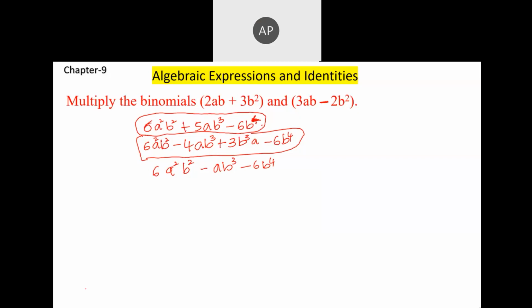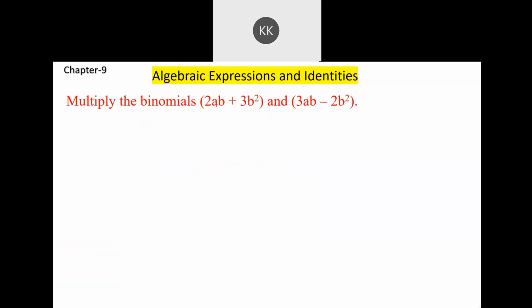So since there are many answers, it's better that I cross check it. What you have to do is multiply 2ab to both the terms. On multiplication, it becomes 6a square b square. So the first term is no problem. 2ab multiplied to this will be minus 4ab cube. Plus 3b square multiplied to 9ab cube. Minus 6b to the power 4. This is the answer.